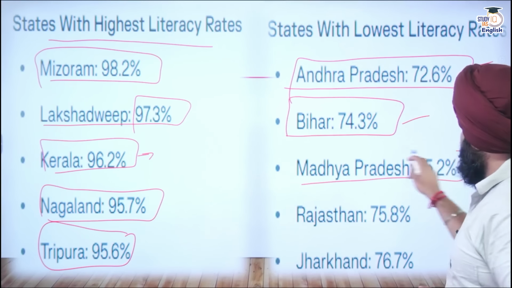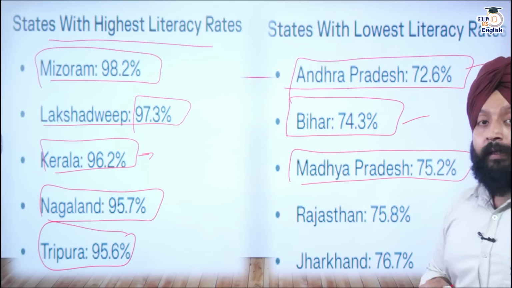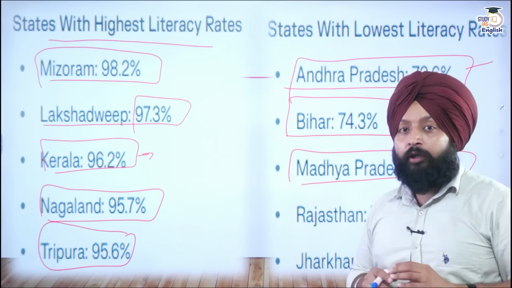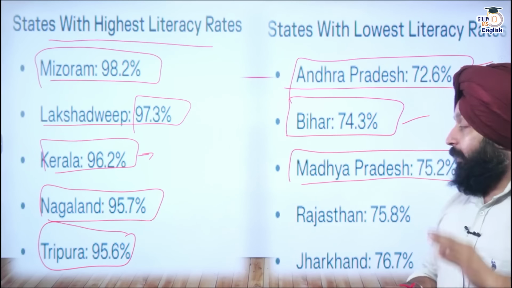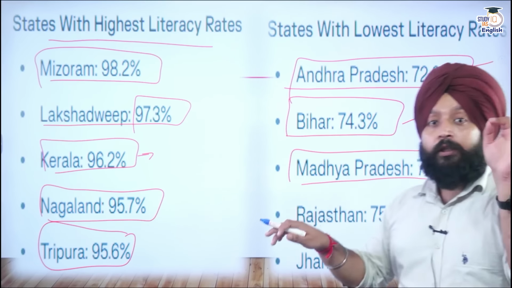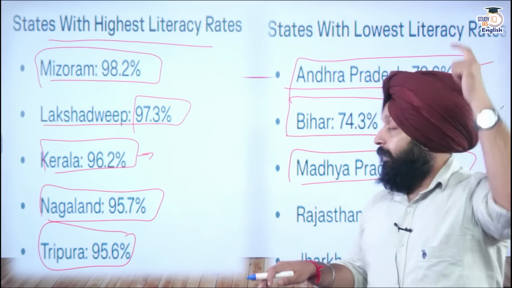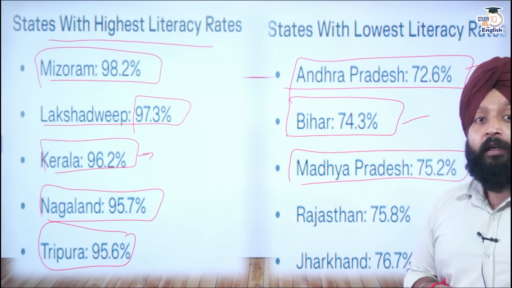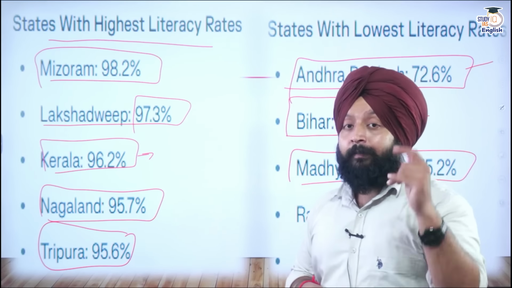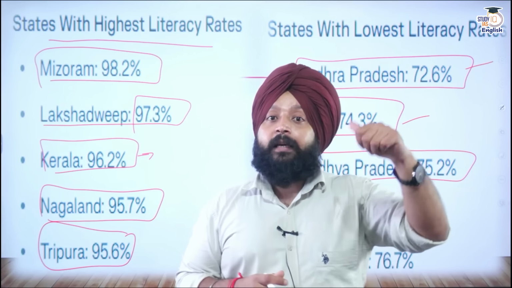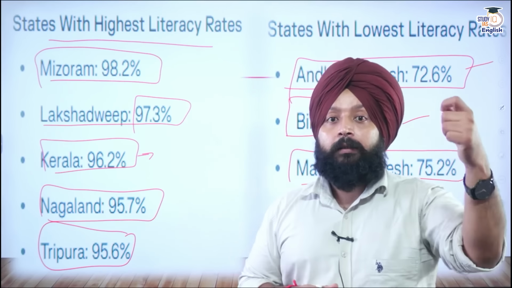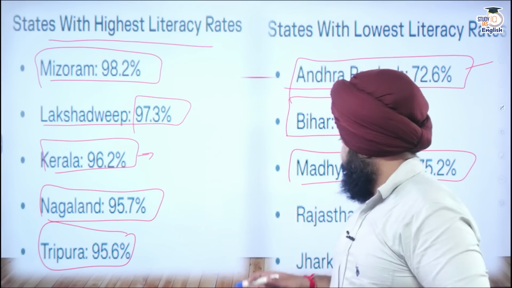Madhya Pradesh, again 75.2%. Now this is also a state that does not feature top-notch education institutions. Only one education institution in Madhya Pradesh was able to make it into the top 100 list. Same is the case with Bihar. Literacy rate is also low. That means the primary education is also lagging. In the same manner, the secondary education, or we can say the higher education, is also lagging.